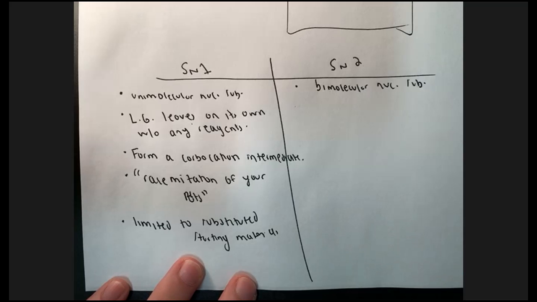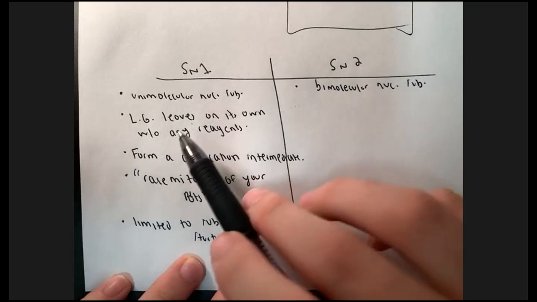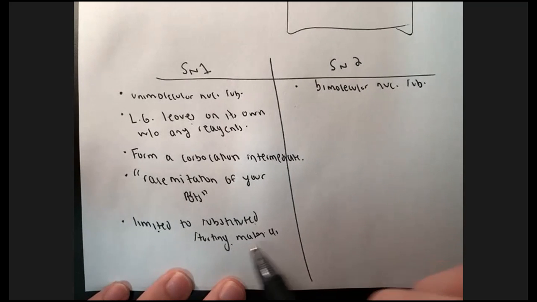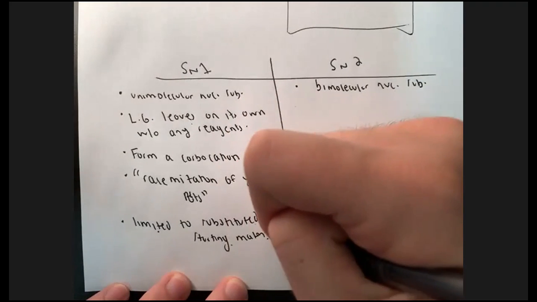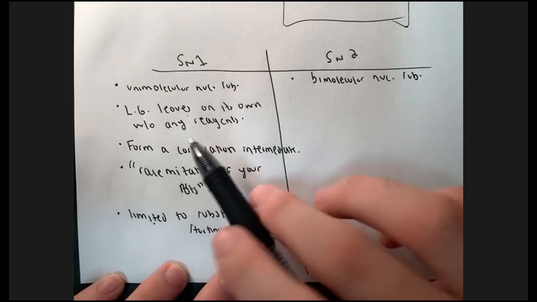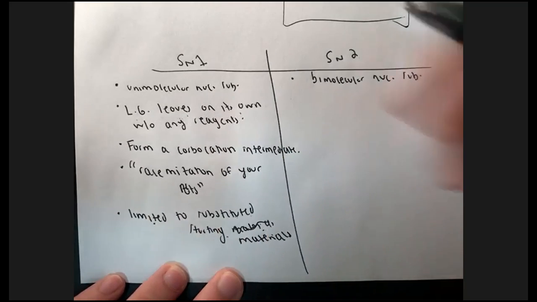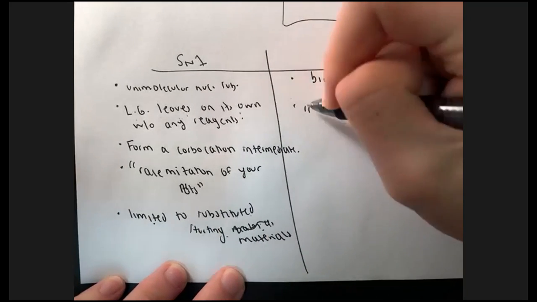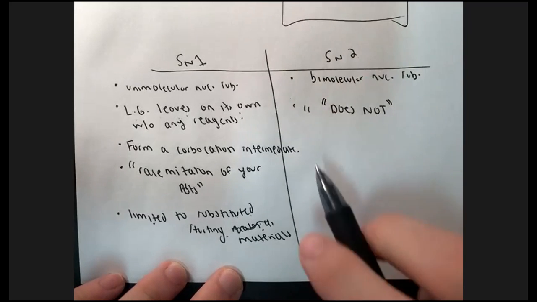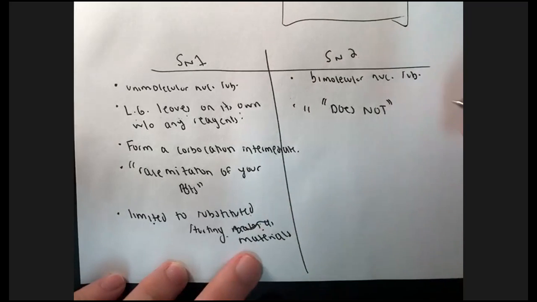So for SN2, we're at bimolecular nucleophilic substitution, okay? Now you can basically think of it as the opposite of everything you saw with SN1. Here the leaving group does not leave on its own. That's why it's bimolecular. You need something else to do that, and that's the main reagent.